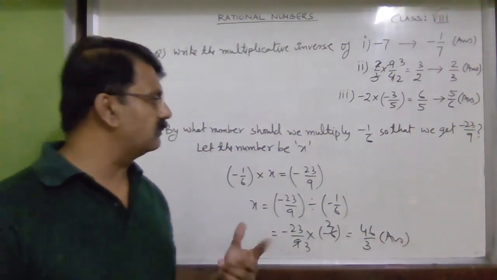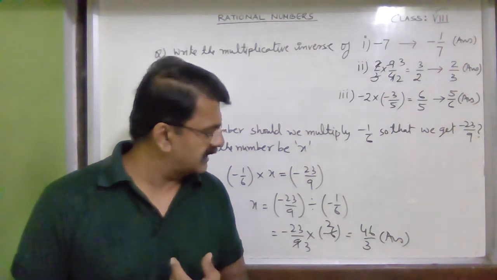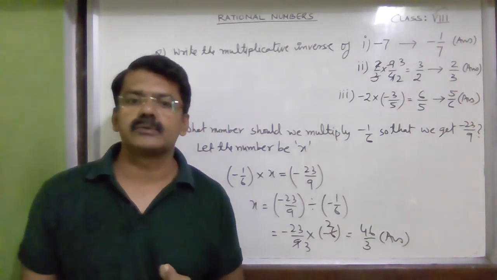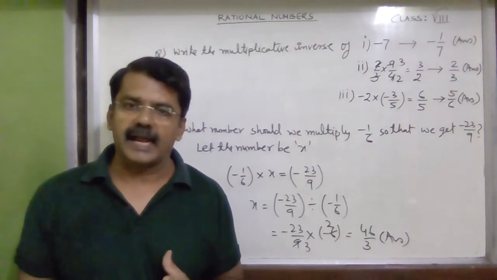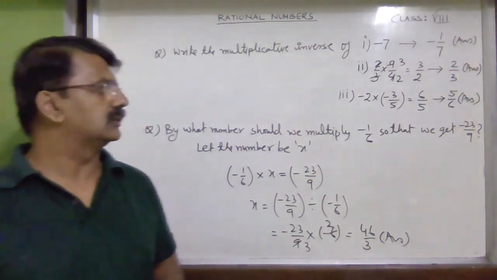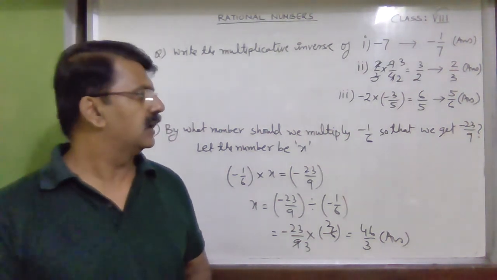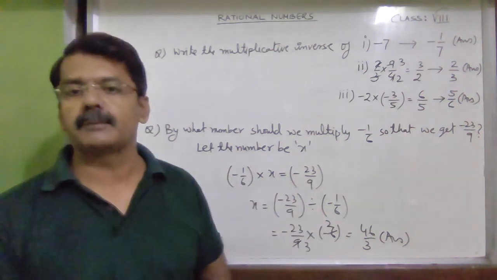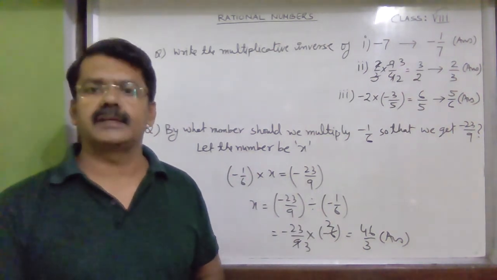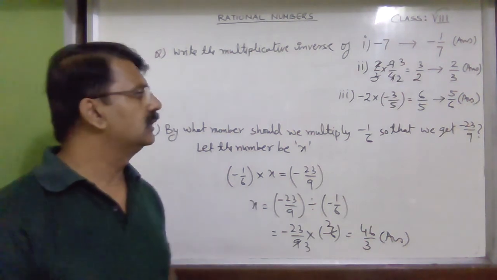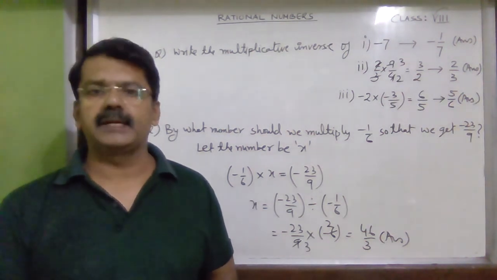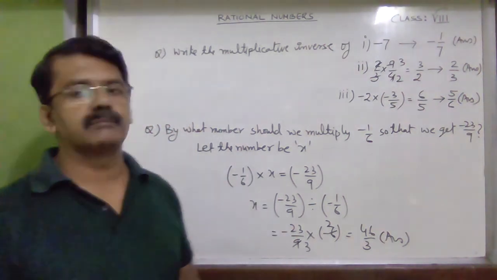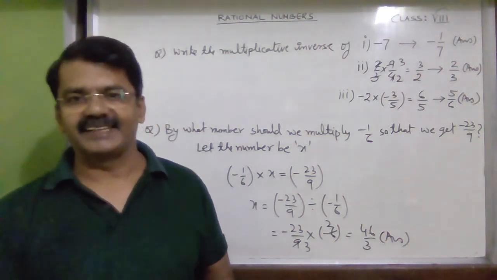So we should multiply minus 1 by 6 by 46 by 3 so that the answer is minus 23 upon 9. Clear? So now I think the problems based on the properties of rational numbers, we have done a lot of practice, so it must be clear to you. So in the next period, I'll tell you how to represent these rational numbers on the number line. Okay.